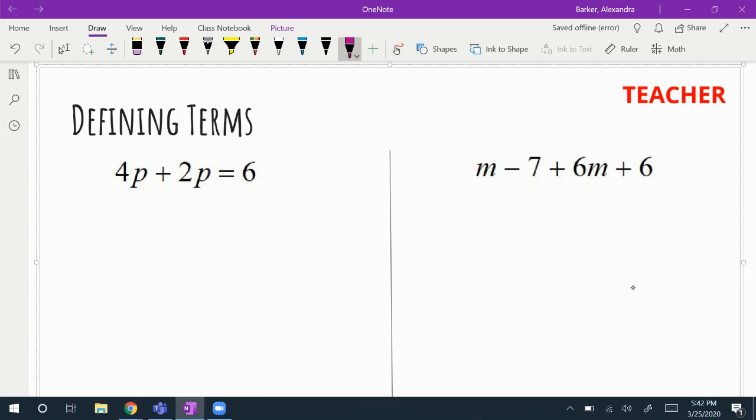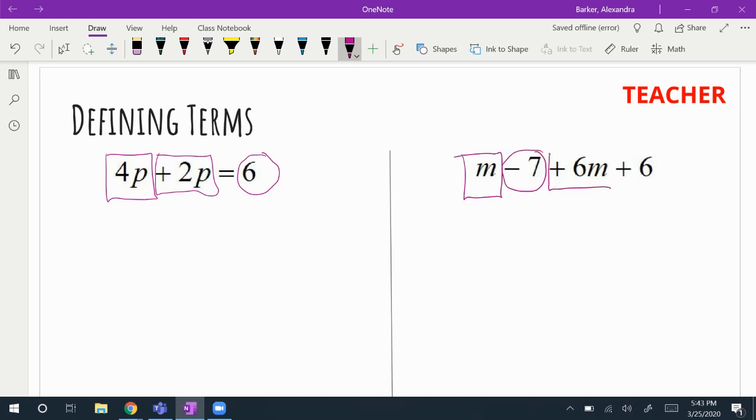We have two different types of terms that we're looking at. We have our variable terms that I'm going to put in boxes, and we have our constant terms that I'm going to put in a circle. Our variable terms are the terms that have a letter with them, and our constants don't have a letter with them. They're just plain numbers. So over here, I'm going to box my variable, circle my constant, box my variable term, and circle my constant.